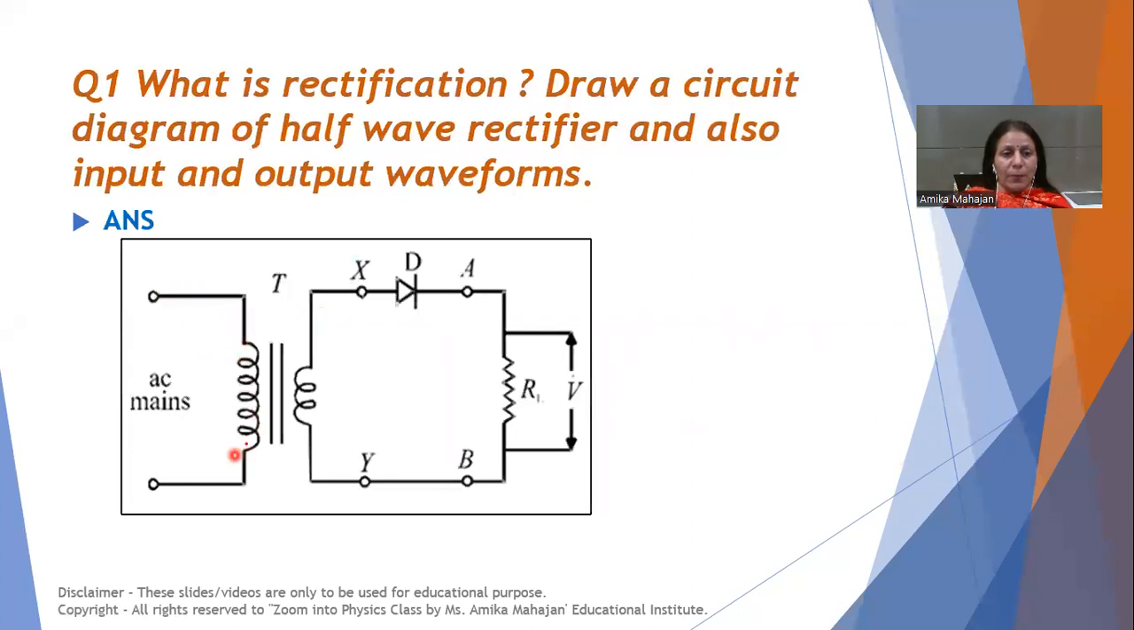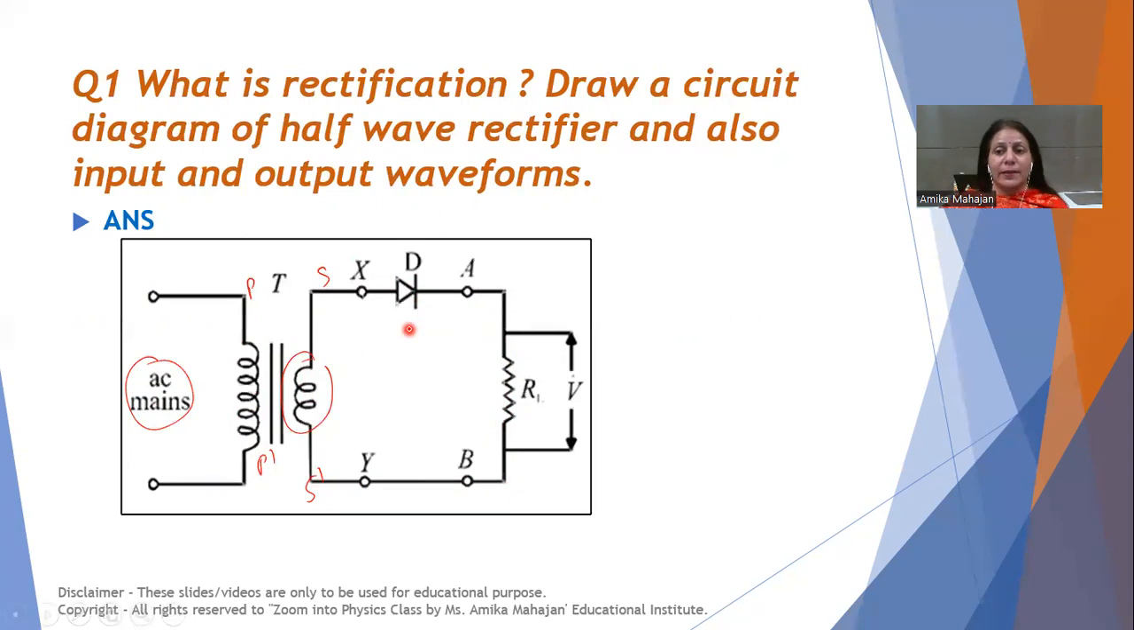We take a transformer, a step-down transformer. This is the insulation of transformer. Input of this transformer is connected to AC mains. And this is primary. This is secondary. S is connected to diode. And N region is connected to resistance. And resistance whose second end is connected to S dash, secondary. Now, what happens? We have to draw input and output waveform.